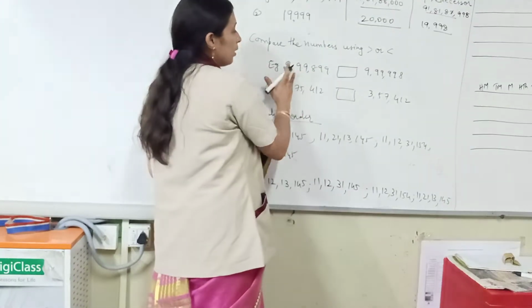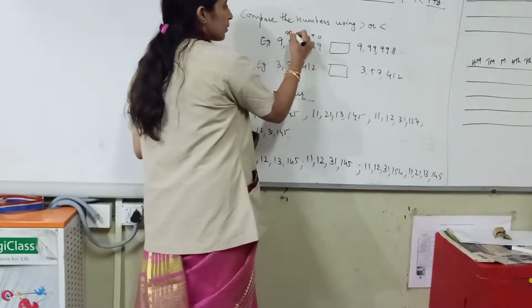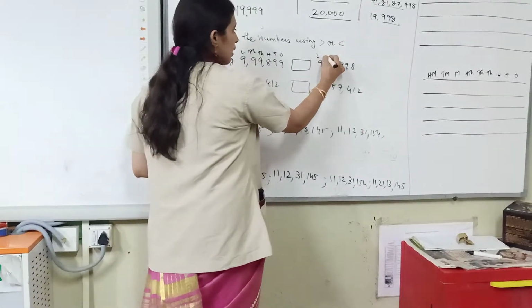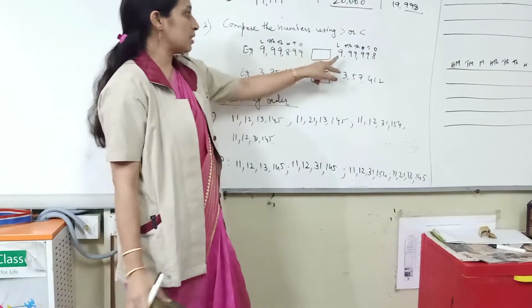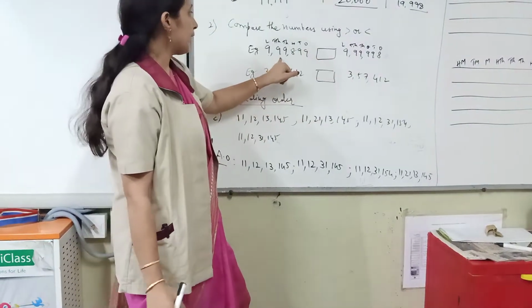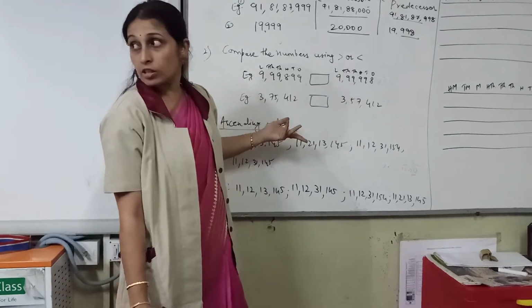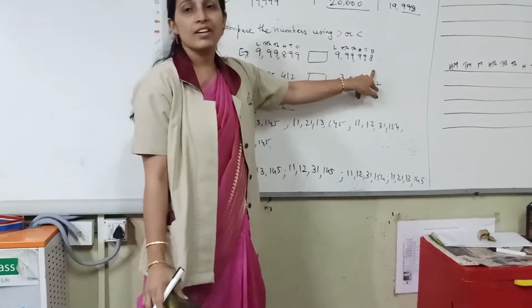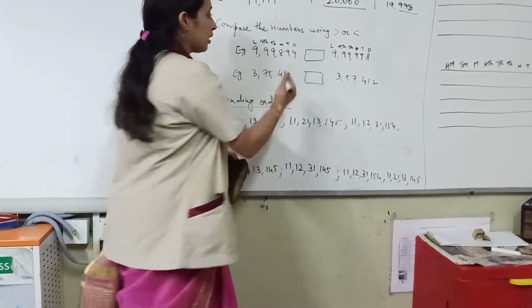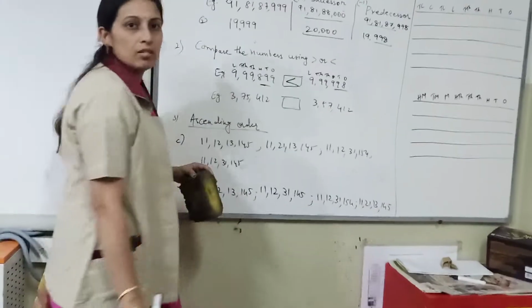Or else you can just write the places here: lakhs, thousands, hundreds, tens, ones. Now, in the lakhs place you have 9, same. In the 10,000 place, this period you can check, 99, 99. So this is also the same. Now next, let's check the next period, 899, 990. So which is greater in this? This is greater. So obviously this will be the greater number.